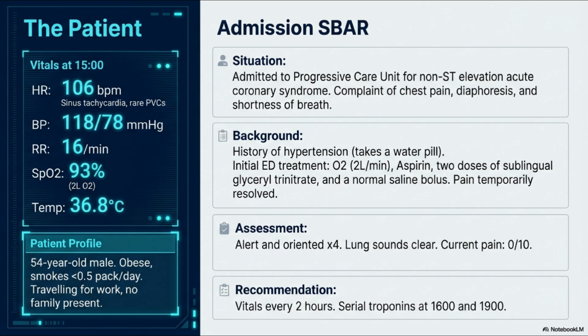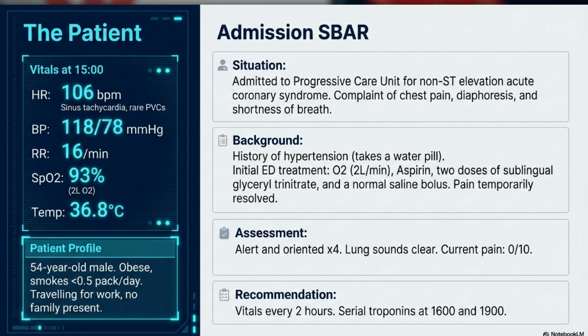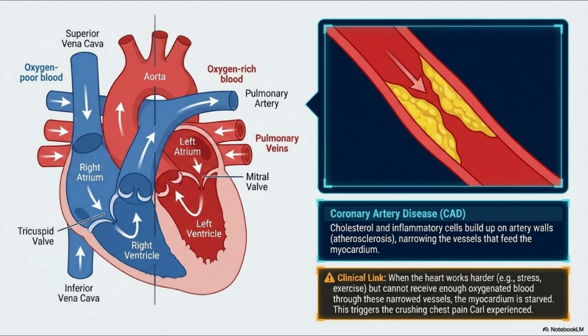He received oxygen, aspirin to inhibit platelet aggregation, and 2 doses of sublingual GTN. Which is nitroglycerin, right? Yeah, exactly. Which follows the standard protocol of a maximum of 3 doses spaced 5 minutes apart. He only required 2, along with a normal saline bolus, to completely resolve his chest pain. So if you merely glance at that dashboard, Carl is stable.